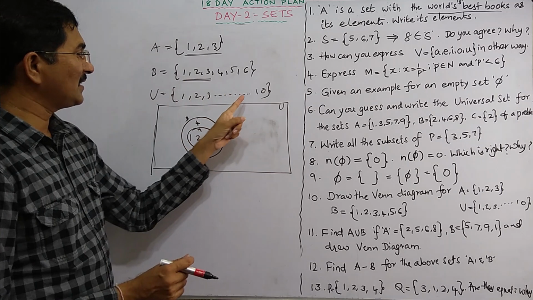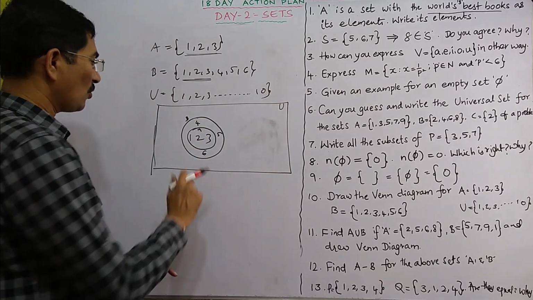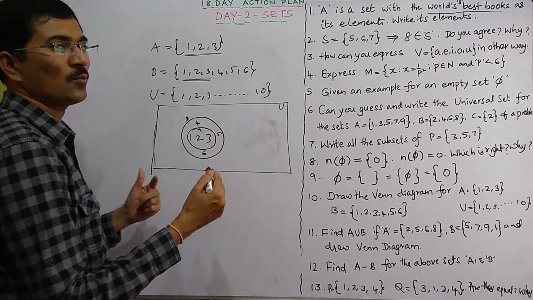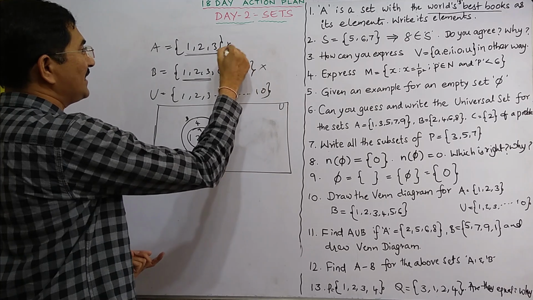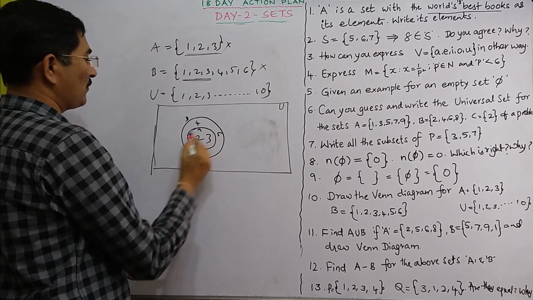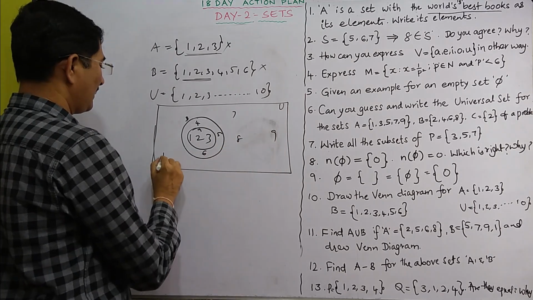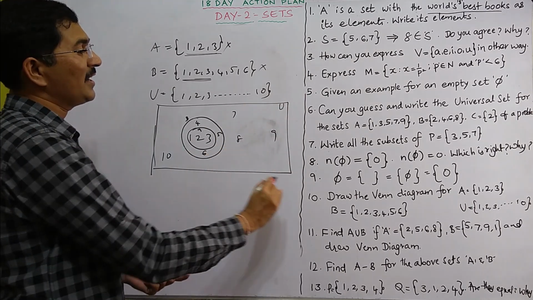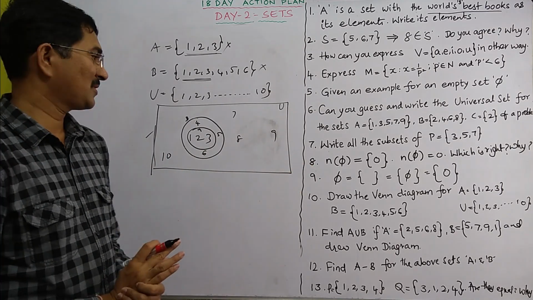Now what about the other elements? This universal set has numbers from 1 to 10. So 1, 2, 3, 4, 5, 6 are written. Then what about 7, 8, 9 and 10? They are not inside B. They are not inside A. So they are outside these two. Therefore somewhere here. So 7, 8, 9, 10. It's your choice, but inside the universal set. This is how we represent using Venn diagrams.